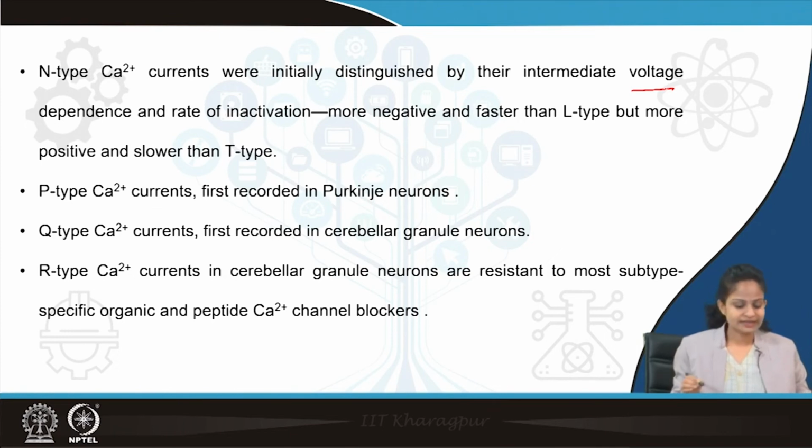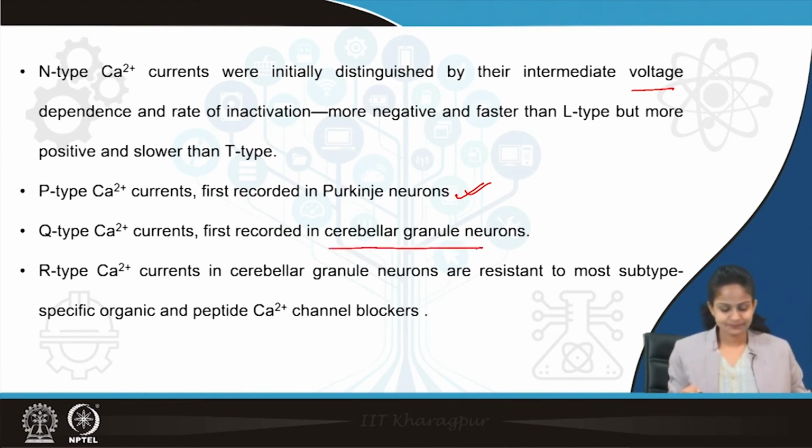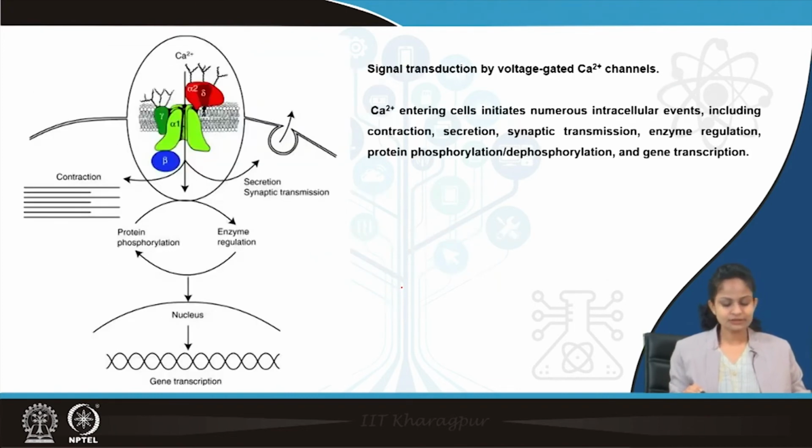Whereas P type of calcium currents, they were first recorded in the Purkinje neurons. The P name suggests Purkinje. Q type of calcium currents were first recorded in the cerebellar granule cells or cerebellar granule neurons, whereas R type of calcium currents are also seen in cerebellar granule neurons, and they are resistant to the peptide calcium channel blockers.